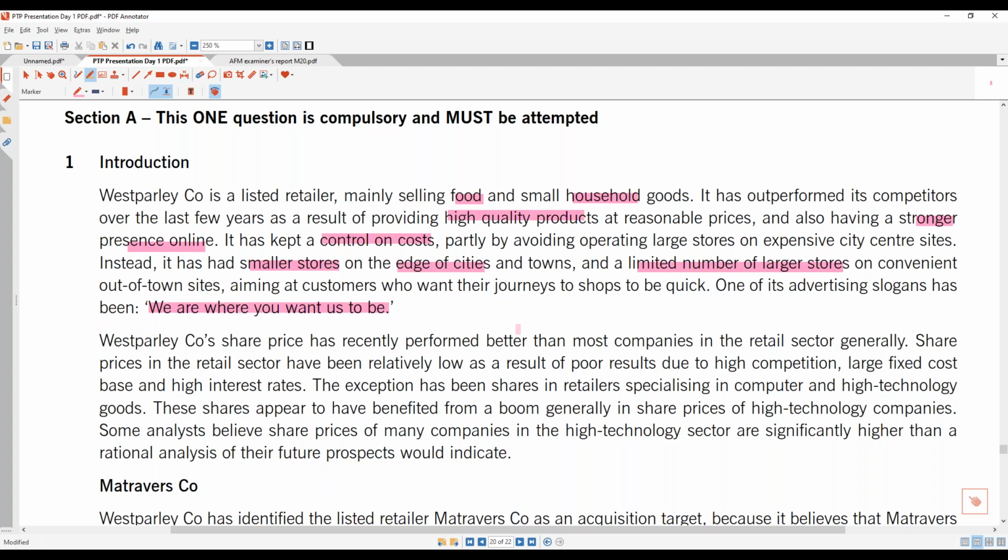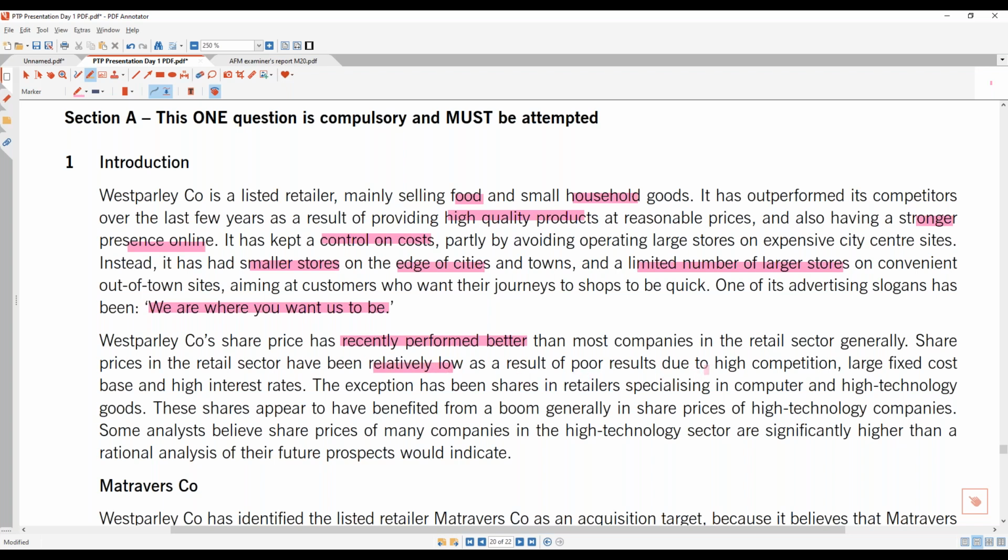This is a very big slogan. That's we are everywhere where you want. We are where you want us to be. Okay. West Parley Company's share price has recently performed better than most companies in the retail sector generally. Recently performing better. Share prices in retail sectors have been relatively low.